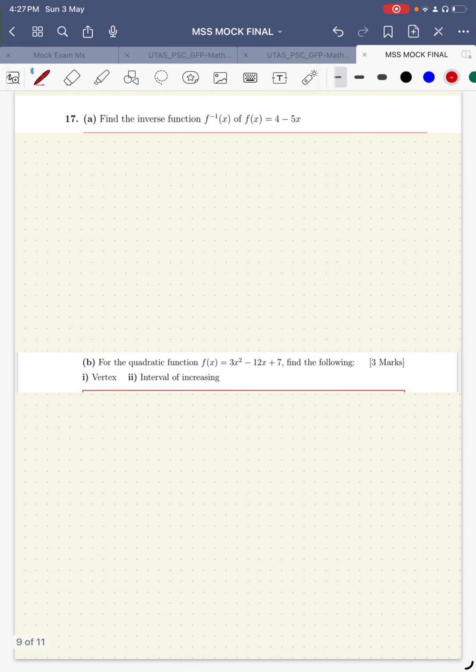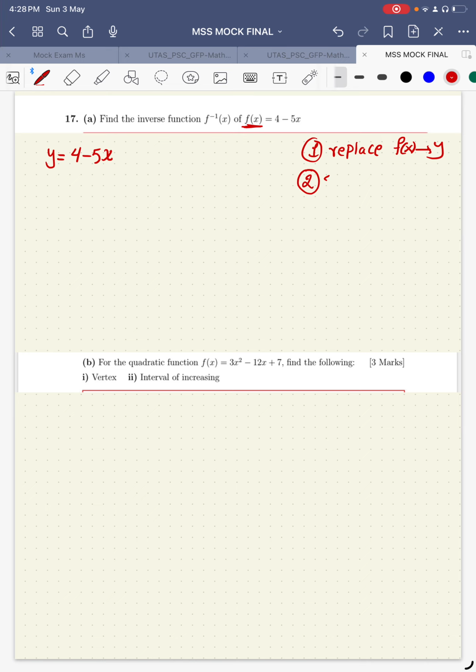Now let's go to question number 17. Find the inverse function of f of x equal 4 minus 5x. Remember, in order for me to find the answer to this one, I first need to follow a few steps. The first step: I'm going to replace f of x with y. So instead of writing f of x, I'm going to write y. So I'm going to have y equal 4 minus 5x.